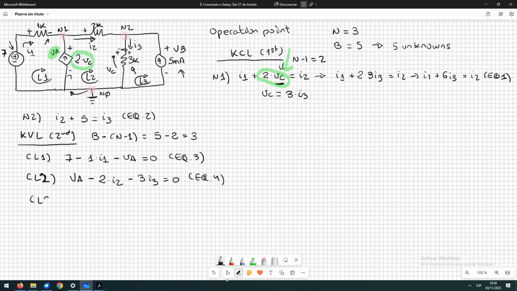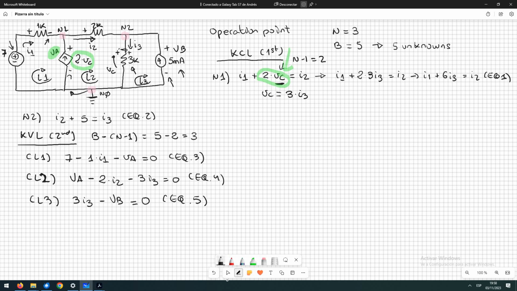And finally we are going to look at loop 3. So we are going to have that the voltage in the resistor is positive because we are leaving the resistor by its positive terminal, and the other voltage is going to be the voltage in the independent current source, that is another unknown, and this is going to be negative because we are leaving by its negative terminal. So we have the equation here, and this is the equation 5.